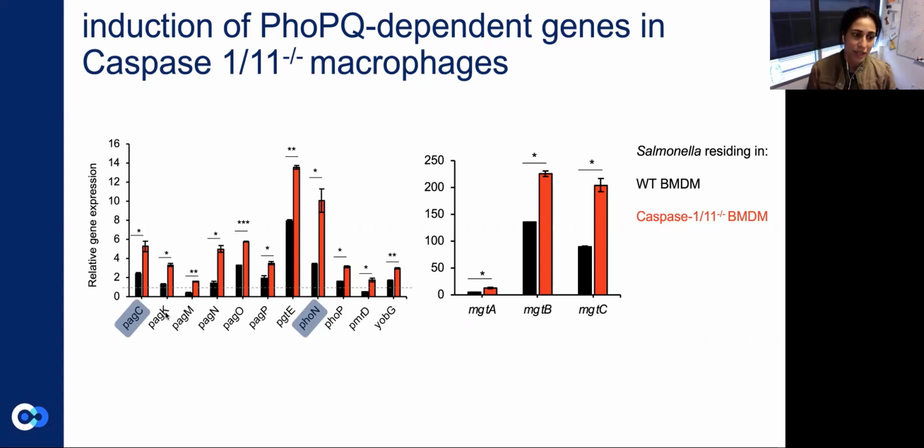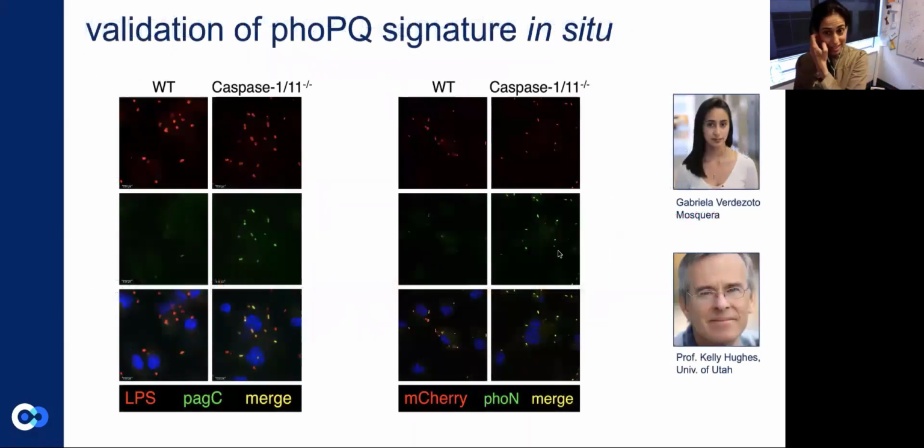And so we went ahead and made reporters for two of these genes, PagC and PhoN, in collaboration with Kelly Hughes, who's essentially a master bacterial geneticist at the University of Utah, and the collaboration with him has really facilitated our study. So big shout out and thank you to him. He constructed these PagC and PhoN reporters of Salmonella for us. And this allowed us to query at the single cell level in situ what actually happens to the expression of these PhoQ-dependent genes in the wild type versus the 111 knockout environment.